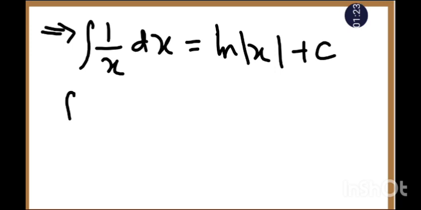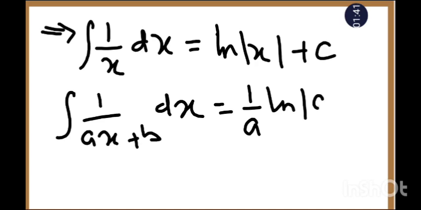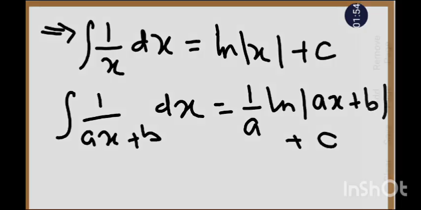So in conclusion, the integral of 1 over ax plus b dx will give us 1 over a ln absolute value of ax plus b plus our constant c. Right? If we want to look at examples, how do you apply this? Let's look at some examples.